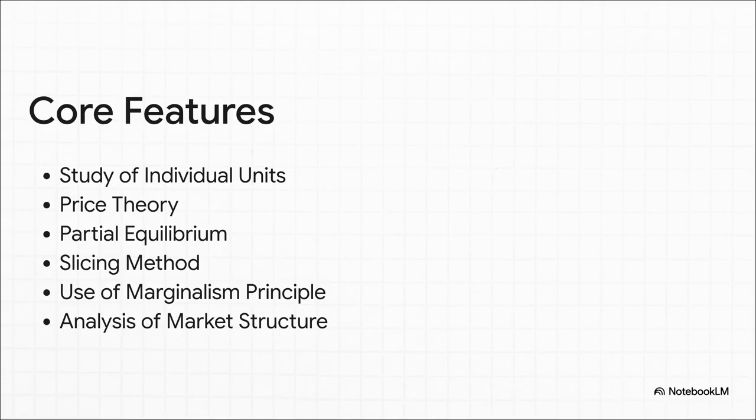A lot of the time, you'll hear microeconomics called price theory. And that's because, honestly, it's obsessed with how prices get set for individual things. To figure that out, it uses what's called a slicing method. Think of it like taking one tiny slice of the economic pie, say just the market for smartphones, and putting it under the microscope. By focusing on one thing at a time, it creates what they call a partial equilibrium.